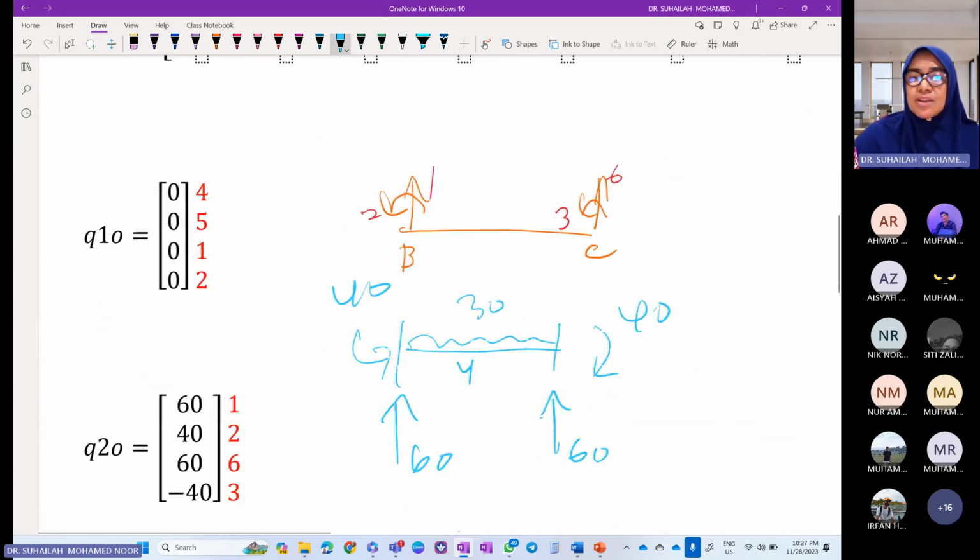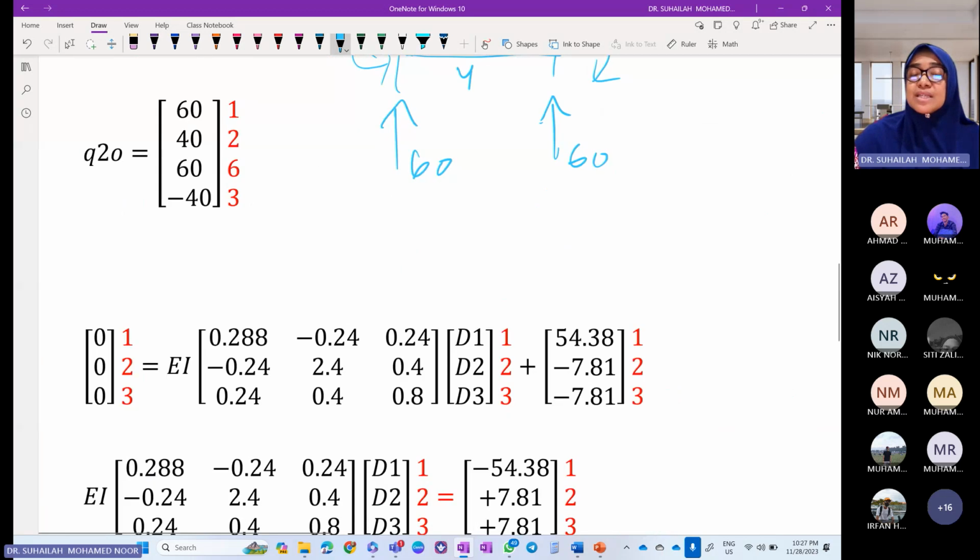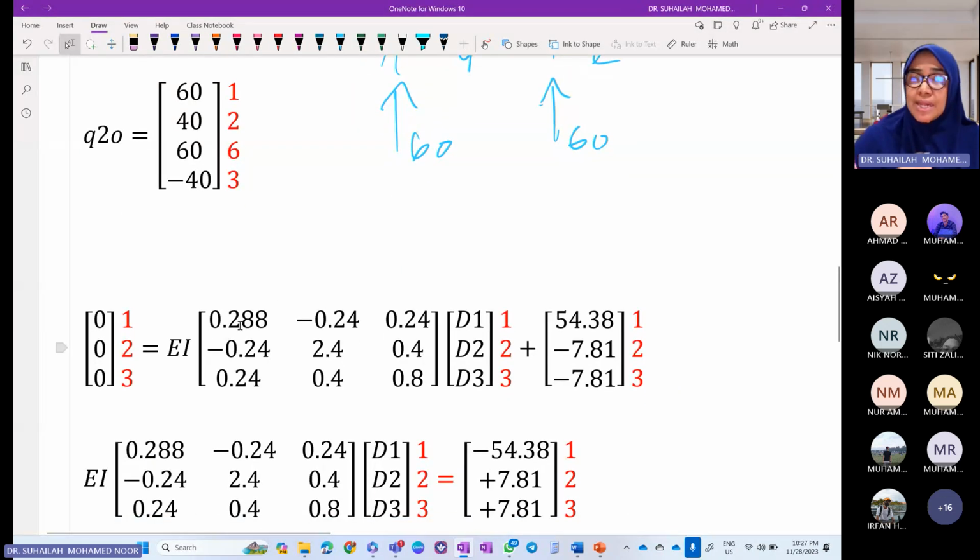Okay, so we put into the stiffness equation. Why do we only have to write this? Because the rest are all zero unless there is a support settlement. If support settlement is given in the question, then you have to consider that. In this question, I put the support settlement. But let's solve this first without support settlement. After that, we include support settlement and see what is the difference in terms of displacement.